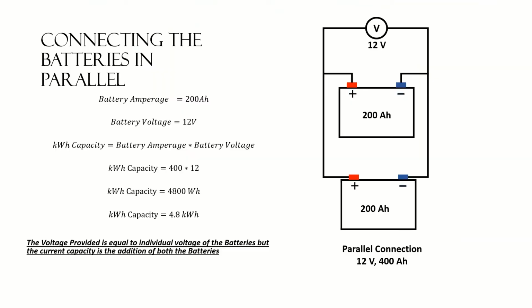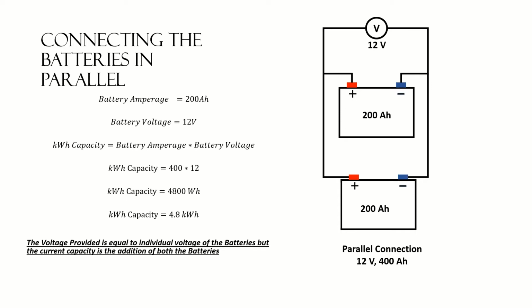So first, let's talk about connecting two batteries in parallel. We have here two batteries. Each battery is 200 ampere hours and the voltage across its terminals is 12 volts. In a parallel connection, you can see how these connections are made. When two batteries are connected in parallel, the voltage across the common terminals remains equal to the individual battery voltage.